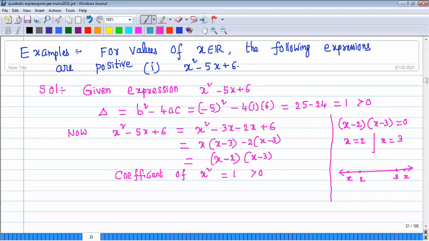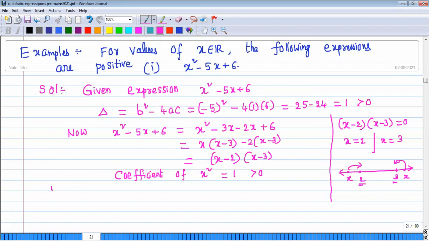But we need positive, because x square is positive. For x square minus 5x plus 6 to be positive, x must be less than alpha or x must be greater than beta. That means here alpha is 2, beta is 3. So therefore, what do you write now as the answer here?